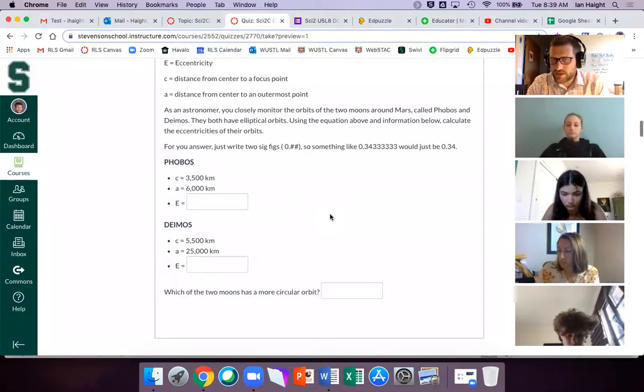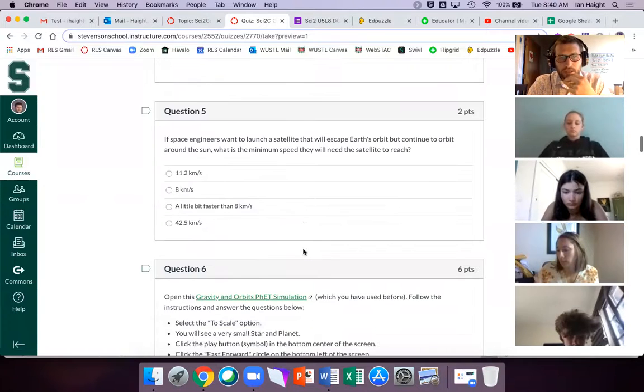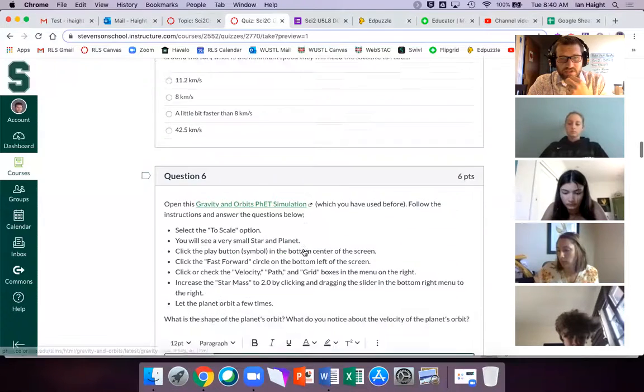So you shouldn't have had units on your numbers. And I didn't really give you any explanation here. I want to know which one was more circular. The one that's closer to 0. If you remember your notes, eccentricity, the closer to 0 it is, the more circular it is. And so Deimos is the more circular orbit. It had a lower number. Nothing else really stood out.